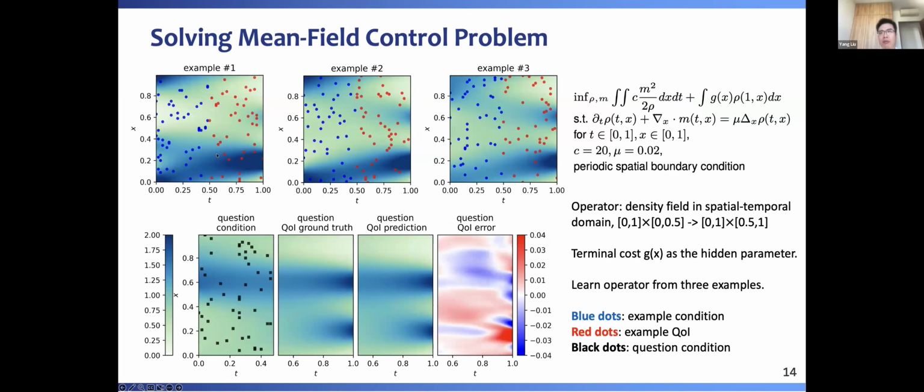So this is a 2-dimensional problem. By the way, these 1-dimensional and 2-dimensional problems are solved with a single model. This is not a different model. This single model can solve different problems.